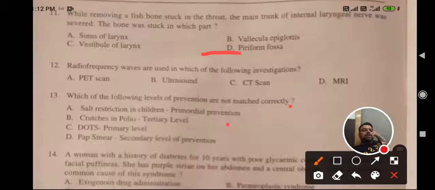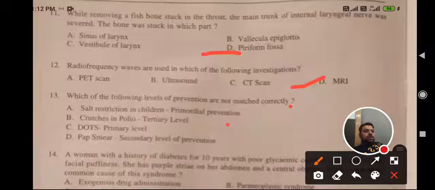Radio frequency waves are used in which of the following investigations? Radio frequency waves are mainly used in MRI. Radio frequency wave is for MRI.